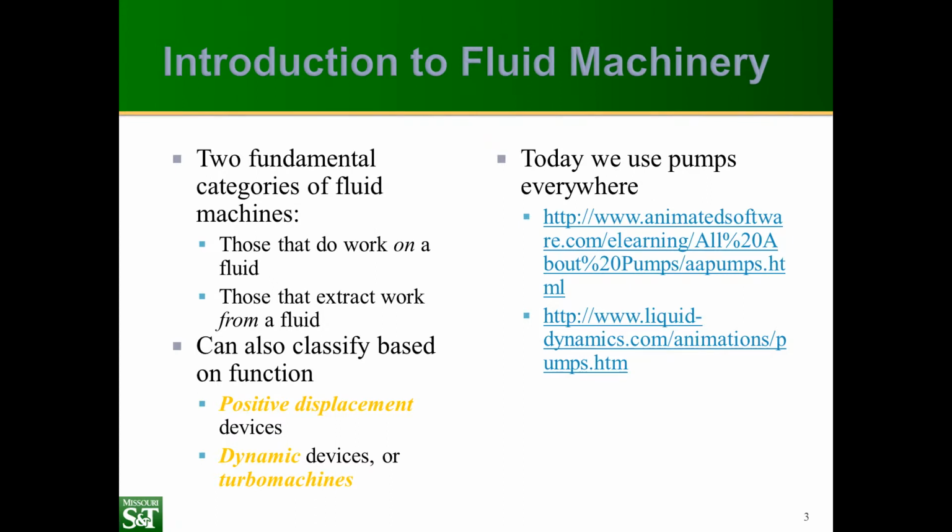Machines that extract work from a fluid are typically called turbines, and there's different classes of turbines as well. You can also classify fluid machines based on their function. Positive displacement devices force fluid movement using changes in volume. Dynamic devices, also called turbomachines, use rotating elements so they can perform or extract work without changes in volume.